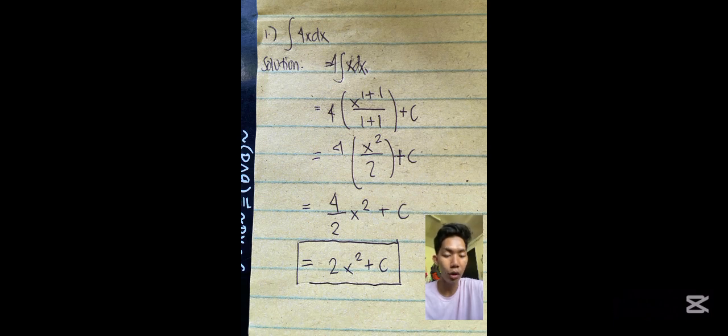and we write it as 4 times the parentheses x squared over 2 plus C. And next we multiply 4 to the x squared over 2, which is 4 over 2 x squared plus C. And as you can see in the picture, in the mathematical rule we can simplify 4 over 2, which is 2x squared plus C, and that is our final answer.